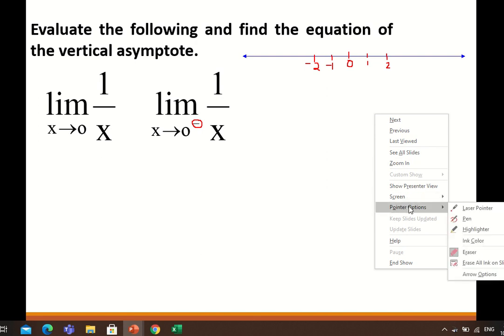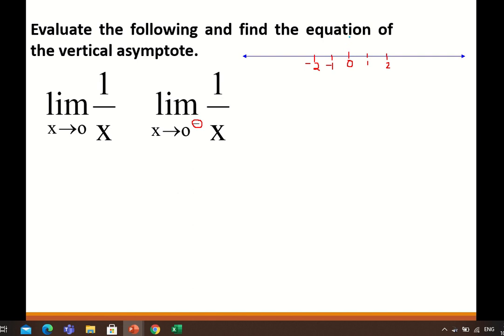So our c this time, what is our c? This is our c. That is the value that x approaches, that is 0. Now, considering this part, it means x assumes negative values, increasing negative values, as x approaches 0.